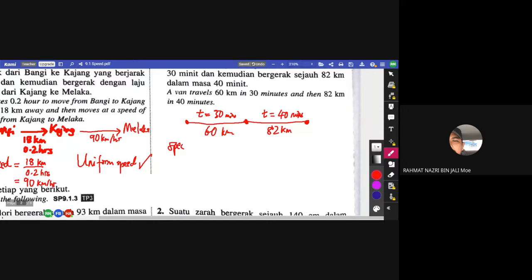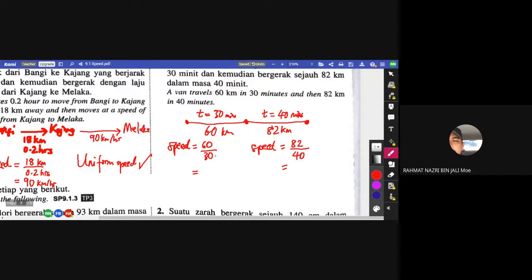Kalau saya calculate speed. Okay, speed for 82 kilometer. Oh, sama juga, same distance, same formula. Speed is equal to distance 82 divided by the time 40. Okay, this one is 60 divided by 30. Kita akan dapat jawapan yang sama atau tidak. So, what is the speed for the 60 kilometer? 2 kilometer per minute. So, thank you, Fakihah.